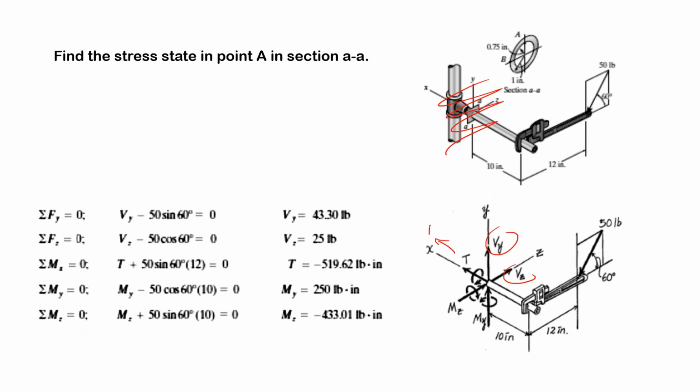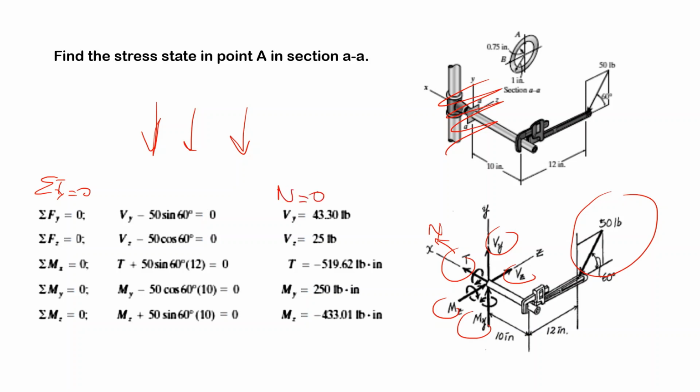There may be a normal force, and there may be two bendings and one torsion. Now we use our 6 equilibriums. The first one is actually sigma Fx equal to 0, but since that 50 does not have any component in the x direction, N can be written as 0. If you write Fy equals 0, this force and the vertical component equals 0, you find Fy.